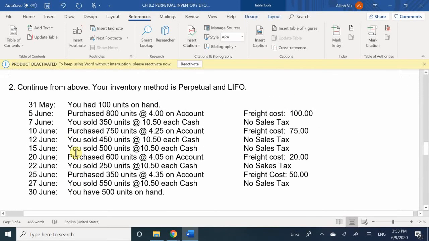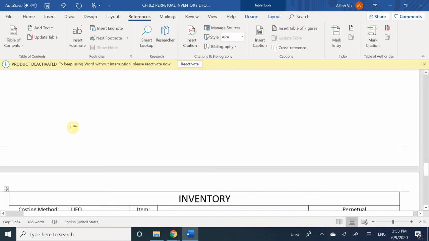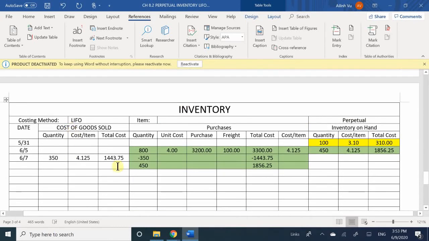What happened next? On June 10th, they purchased 750 units at $4.25 on account. Freight was $75. So here on June 10, I purchased 750 at $4.25 each. And my freight was $75, you said? Yes.